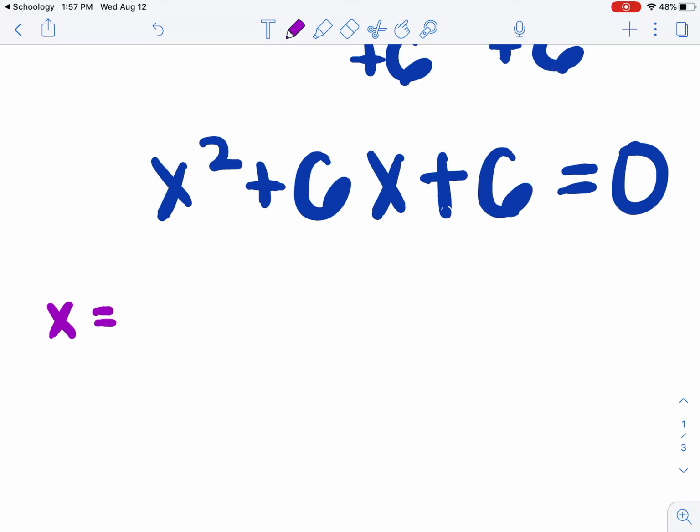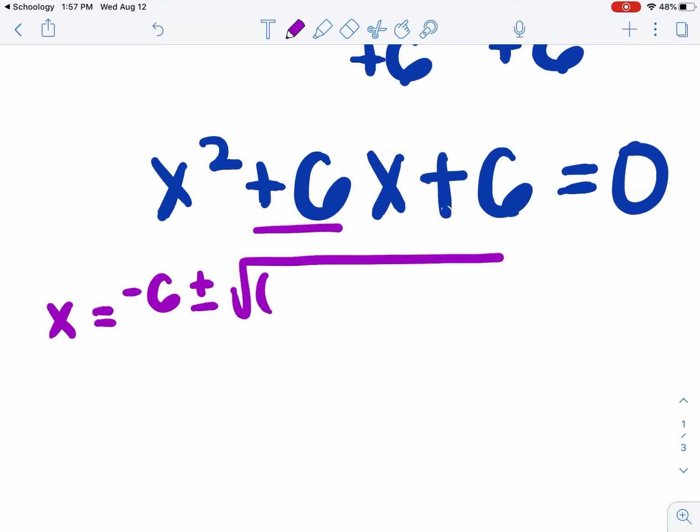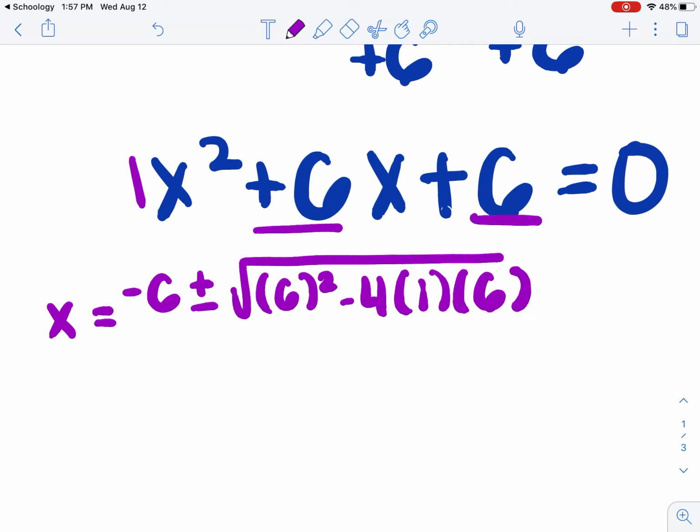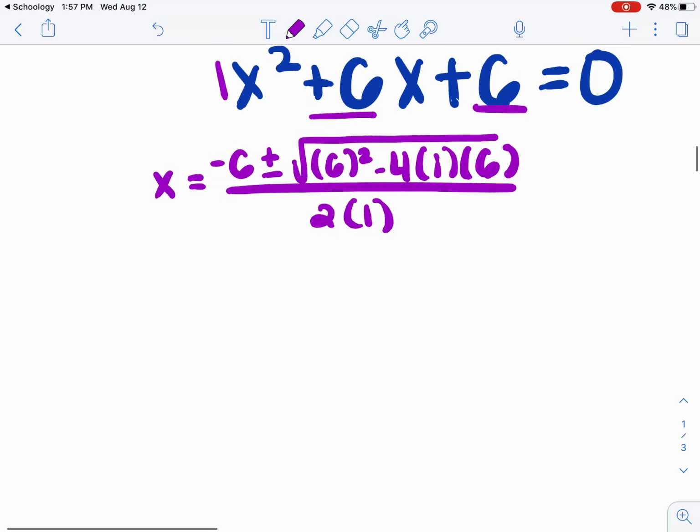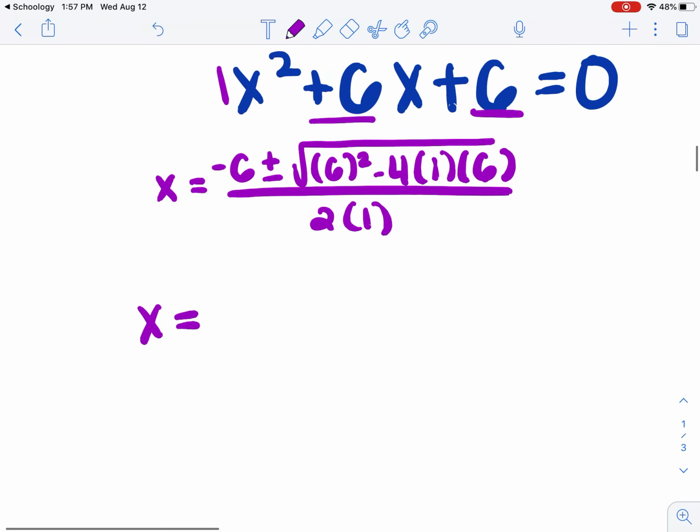x equals the opposite of b, negative 6, plus or minus the square root of b, which is 6 squared, minus 4 times a, which is 1, that's right here, times c, which is 6, that's right here, all over 2 times a, which is 1. Clean this up. Once again, these are the same steps that I used yesterday.